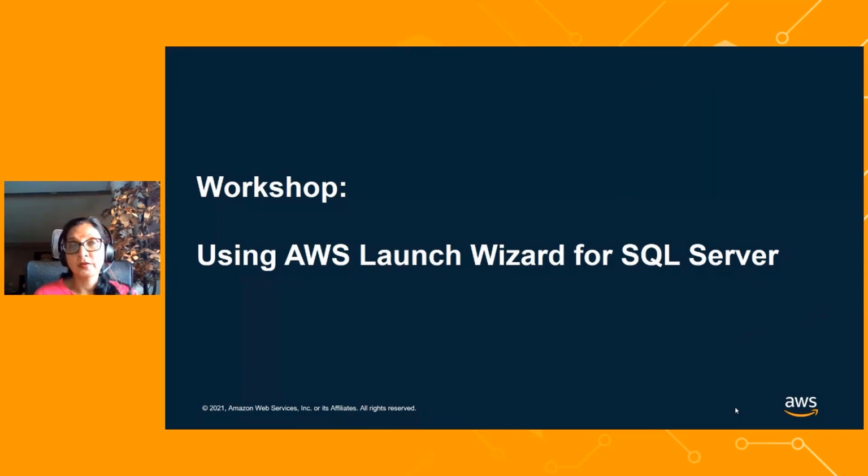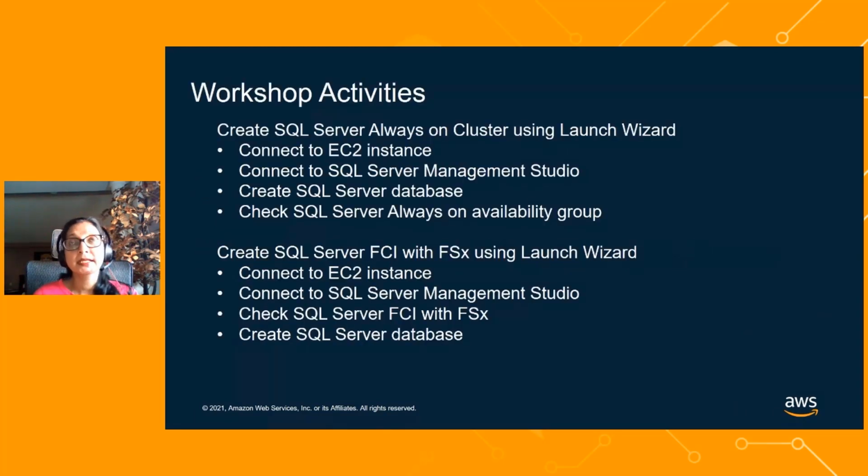Now I'm going to walk through the workshop using AWS Launch Wizard for SQL Server. In the demo activity, we'll cover creating a SQL Server Always On cluster using Launch Wizard. We'll connect to the EC2 instance and connect to SQL Server Management Studio. We'll validate all the resources created as part of the Launch Wizard deployment, and we'll also check the SQL Server Always On availability group, and we'll add a database and see how it is synchronized.